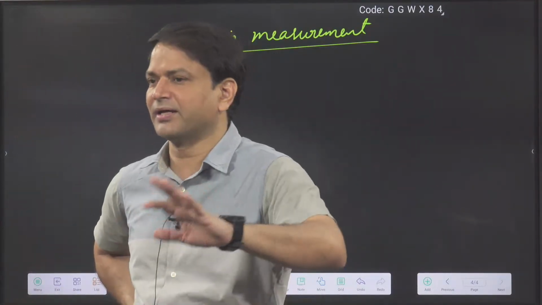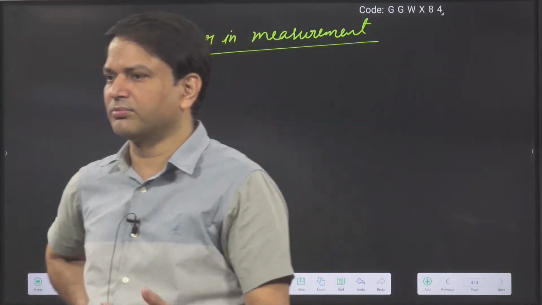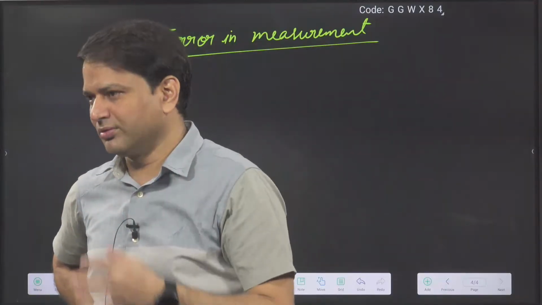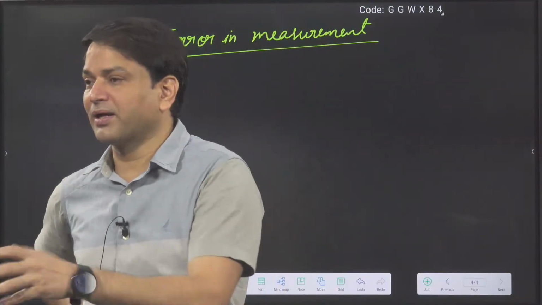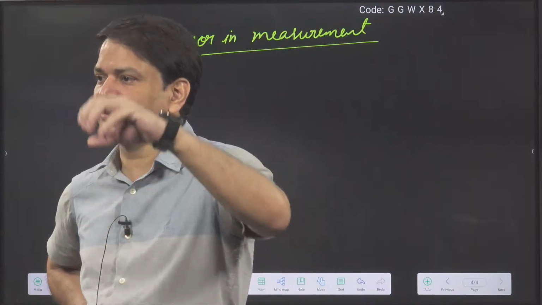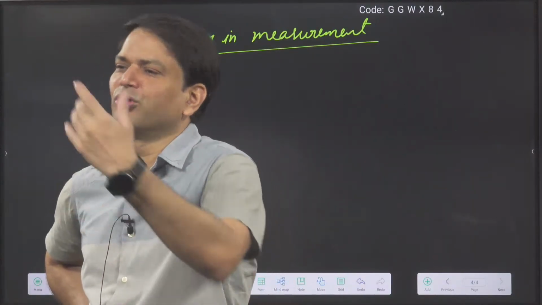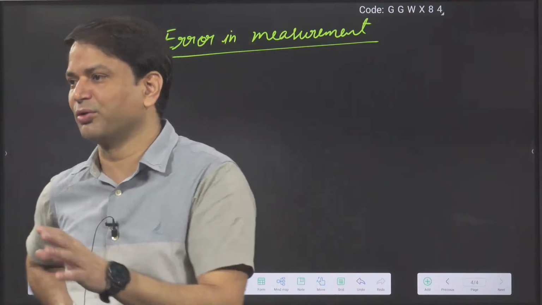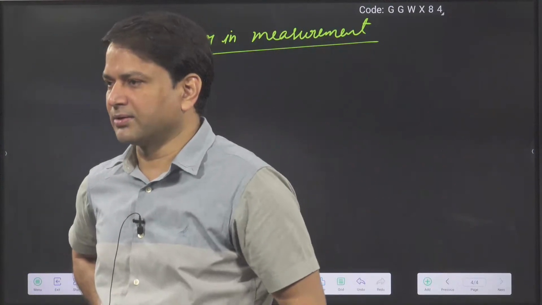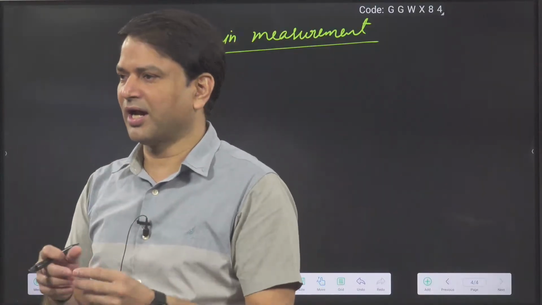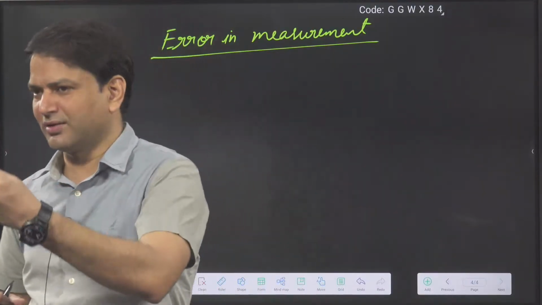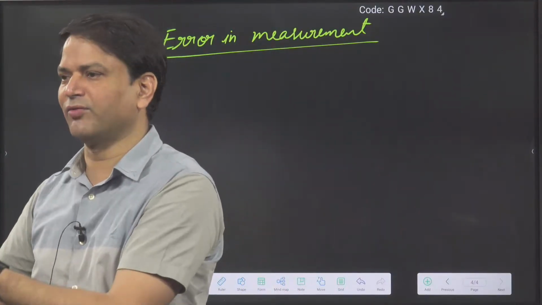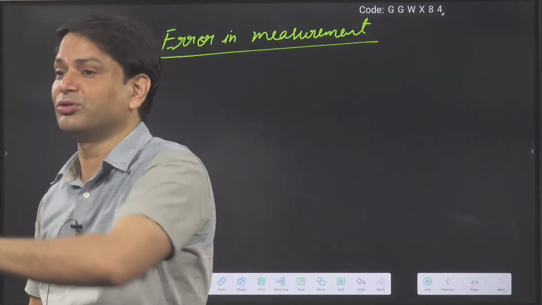Suppose one small example: you want to launch a satellite from the earth to the moon, and you calculate the distance between earth and moon. Which method will you use? The parallax method, to find the distance between earth and moon. By that method, suppose you got the distance as 20,000 kilometers. You are using a rocket to launch the satellite, and suppose 1 kg of fuel is consumed for 1 kilometer. So you will put 20,000 kg of fuel.